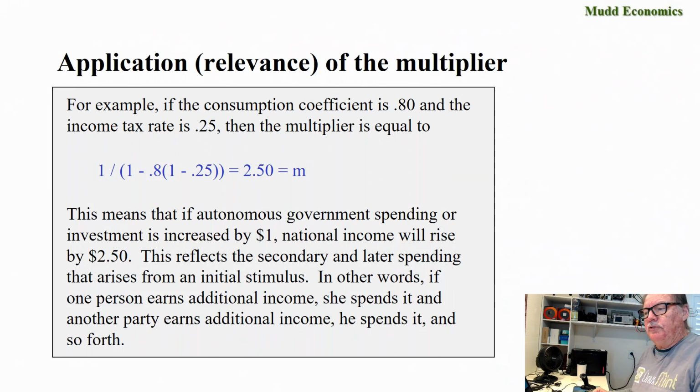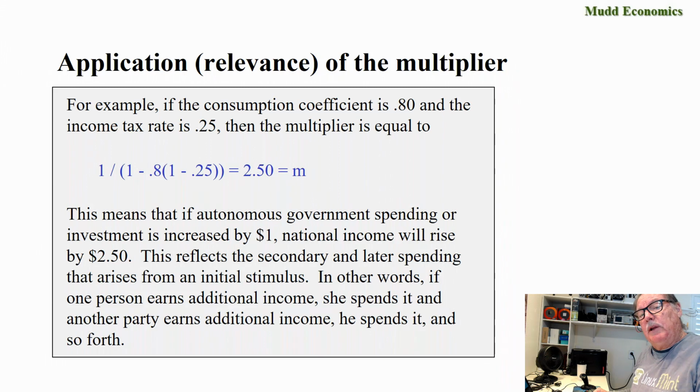This reflects the secondary and later spending that arises from an initial stimulus. So in other words, if you earn additional income, you spend it, and another party therefore earns additional income, and they spend it, and so forth, until, because of the tax rate and the fact that some is saved, the effect finally dies out. And the concept of the multiplier is a little less relevant at the national level.